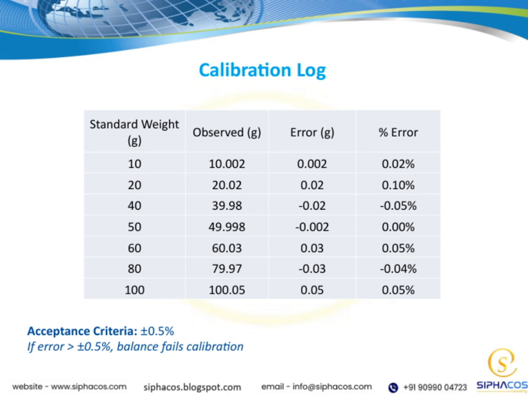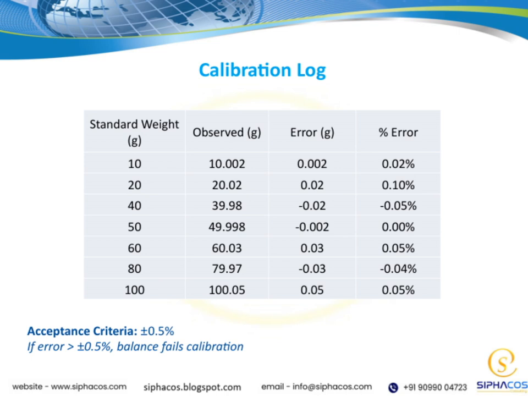As we move to larger weights, like 40 grams, the observed value is 39.98 grams, with an error of minus 0.02 grams, or minus 0.05%. Even at 50 grams, the error is negligible, just minus 0.002 grams or 0% error. Looking at the 60-gram weight, the observed value is 60.03 grams, with a 0.03 gram error, which is only 0.05%, still comfortably within our criteria.